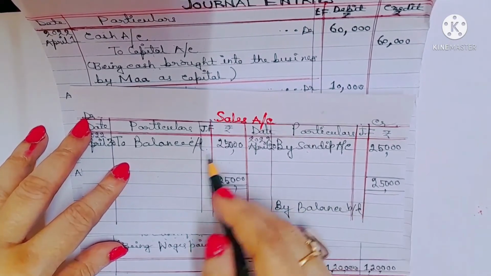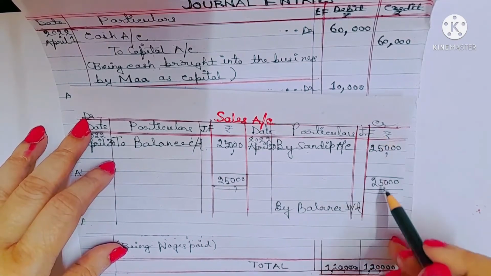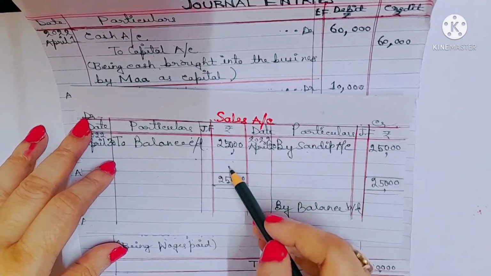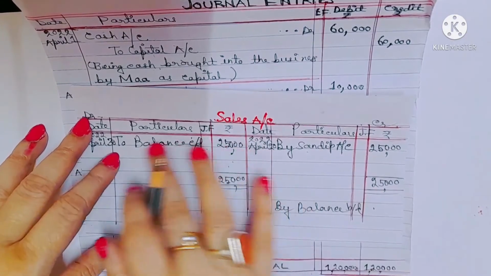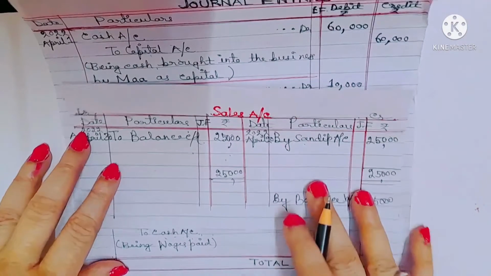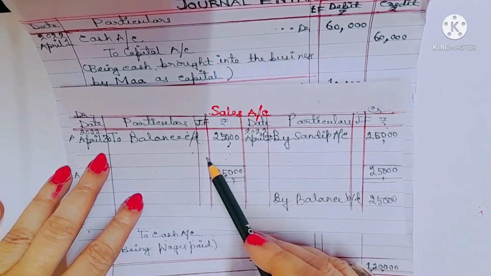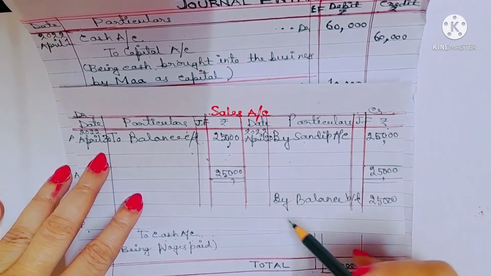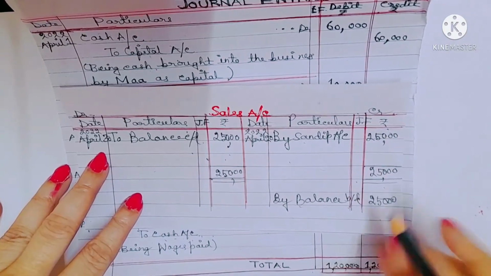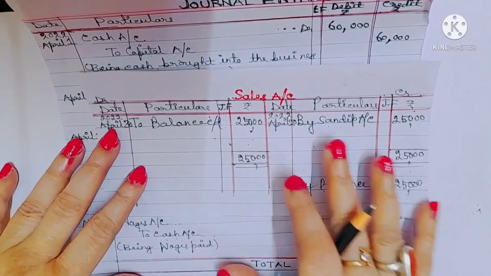25,000. How did we get 25,000? Because the credit side total is 25,000. Nothing has been written on the debit side, that means 0. 25,000 minus 0, 25,000. This is nothing but a balancing figure. Now, is the sales account a debit balance or a credit balance? Since the credit side total is greater than the debit side total, it's a credit balance. And moreover, by balance BD is written beneath the credit side total, so it's a credit balance. Understood? Now let's do the last account.